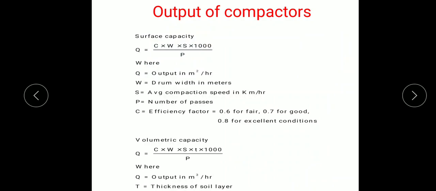Therefore, after simplification, we can find out the volumetric capacity by using the formula Q = C × W × S × T × 1000 / P, where Q is the output in meter cube per hour and T is the thickness of the soil layer.